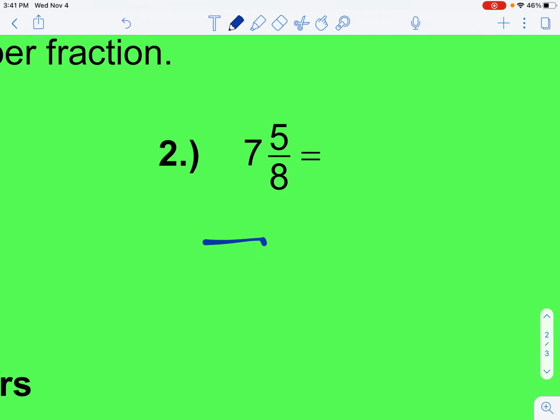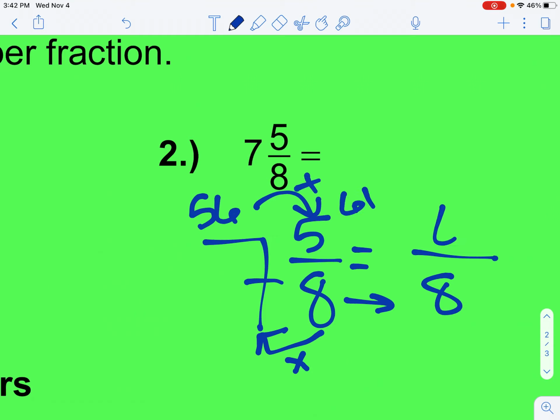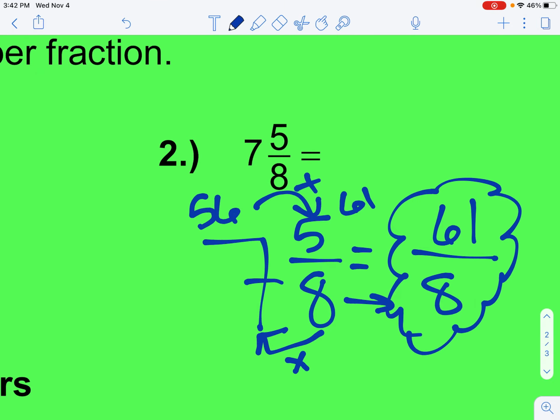Example number 2, I've got 7 5/8. The first thing I'm going to do is take my denominator and slide it straight over, so my denominator is still going to be 8. I now use my around the world method by multiplying the denominator by the whole number. 8 times 7 is 56, and then I add that to my numerator, so add 5 and I get 61. So 61/8 is the same as 7 5/8.